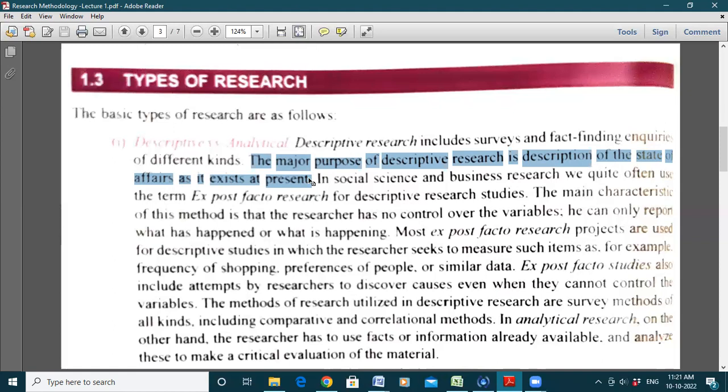मतलब वो जो particular variable के बारे में हम बात करें, या तो वो particular situation that we are talking about, why this is now in the current state, what is the major purpose of that current state, we try to find it out.